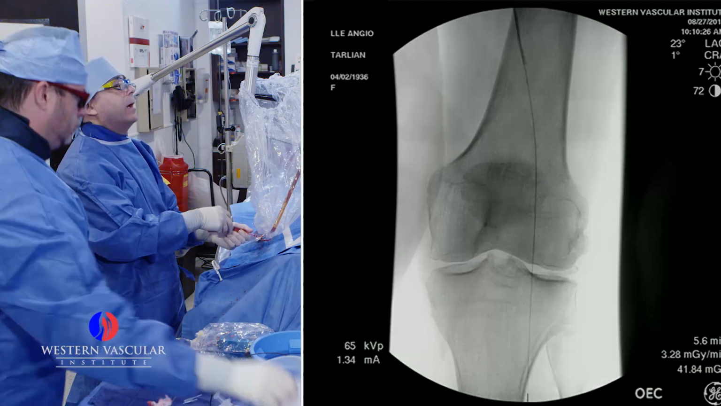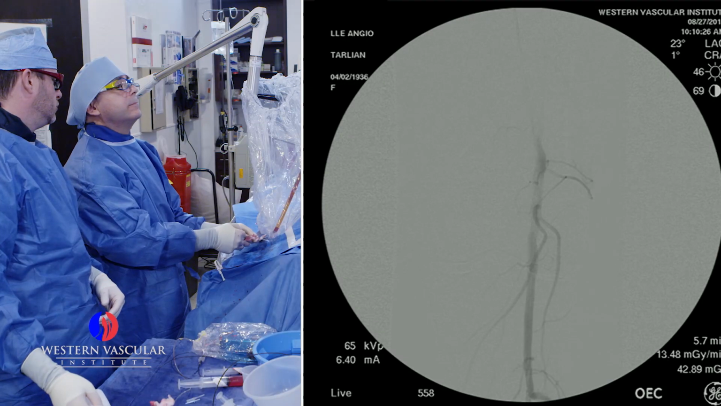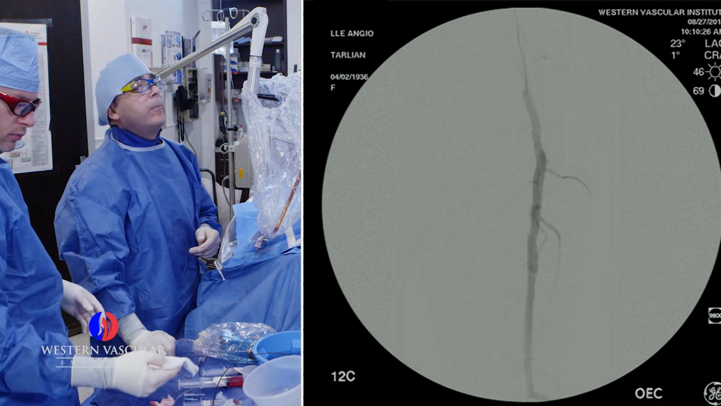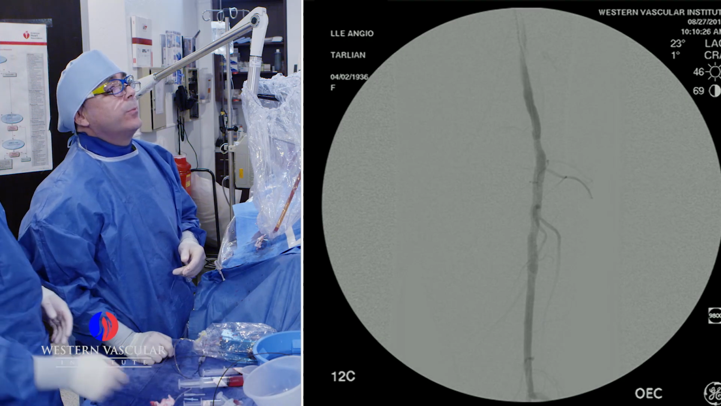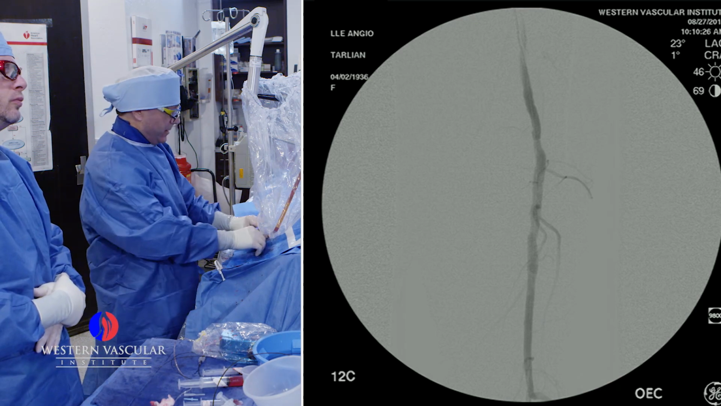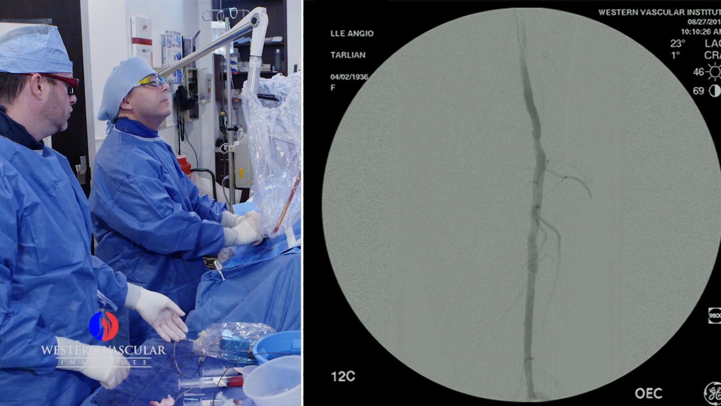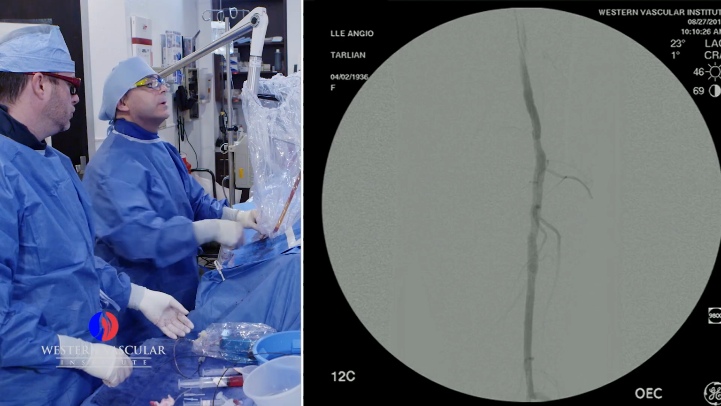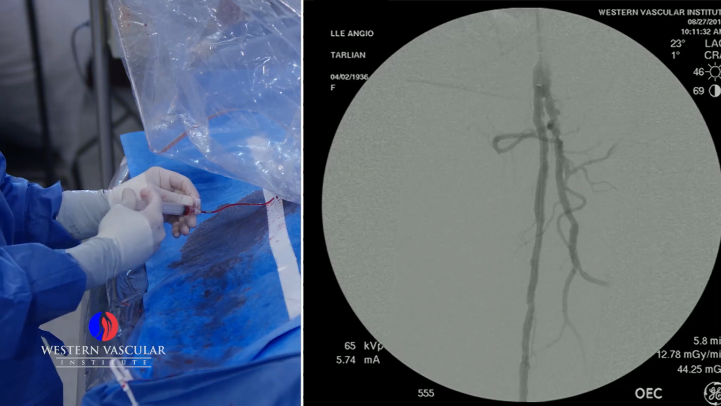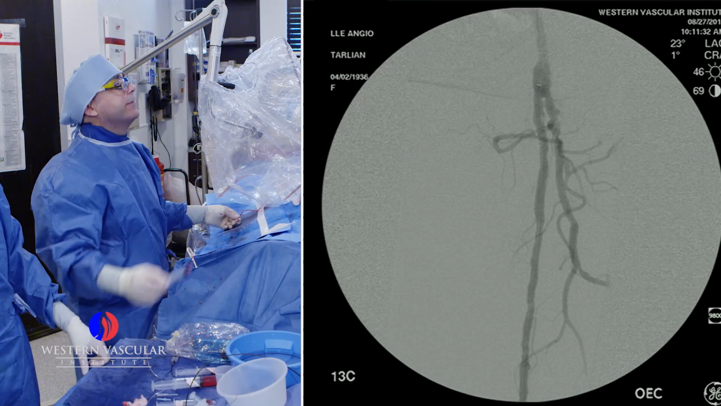Ready? That actually looks pretty good. Everything looks wide open. I don't think we need to stent that. So what we'll do is take the catheter out and take a look up a little higher to make sure we haven't missed any issues. Okay? And that's pretty. I don't see any significant narrowings there.